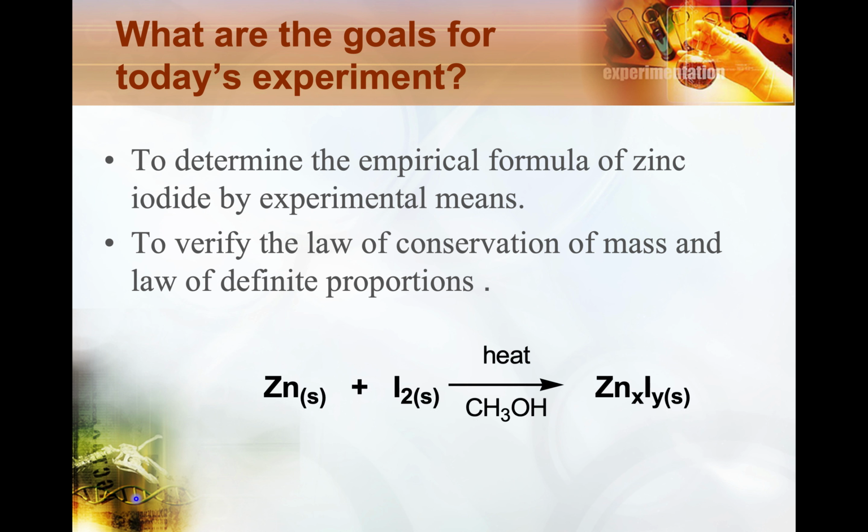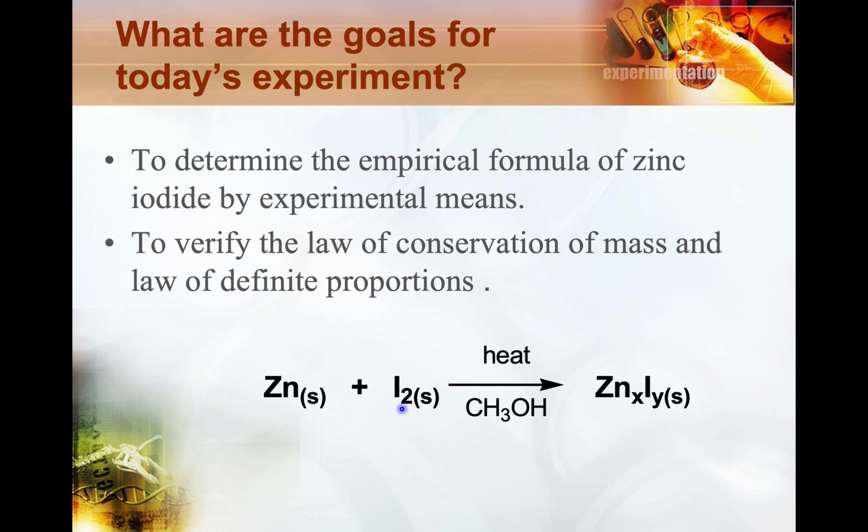In this reaction, you have zinc, which is a solid, reacting with iodine, which is again a solid, and you'll add methanol as the solvent in this reaction. And methanol won't react in this, but it's simply to dissolve the iodine, and that then facilitates zinc getting oxidized and giving those electrons to iodine to create zinc iodide.